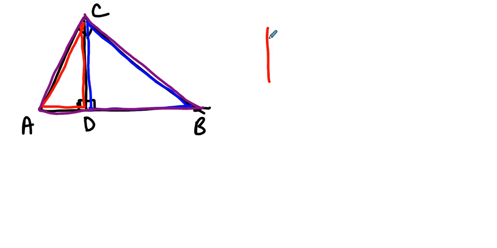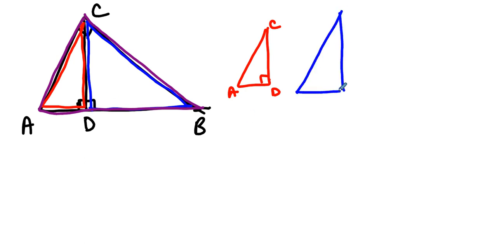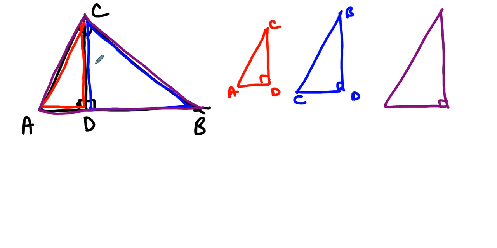We have this red triangle, ADC. We have a blue triangle. We're going to turn the triangle around so that the right angle is here. This is triangle BDC. And we have the purple triangle. The purple triangle is bigger than the other two, and we're going to turn it around so that the big leg is going up and down, and the little leg is going from side to side.